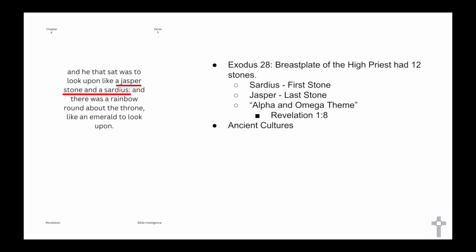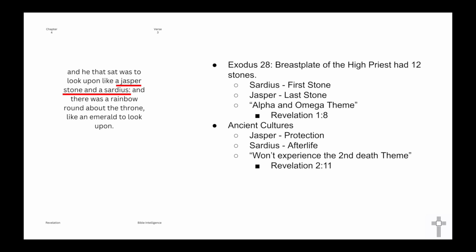Now, in ancient cultures, the jasper sometimes represents protection, the sardius represents afterlife, and again, so what? We're getting some protection from the afterlife. This mirrors the theme that we won't experience the second death, and that was spoken about in Revelations 2:11. So wonderful how much imagery and meaning we can get from these stones, and it's the reason why John is referencing these ones. We will also see them later on in Revelations as they'll be foundational stones for the New Jerusalem.